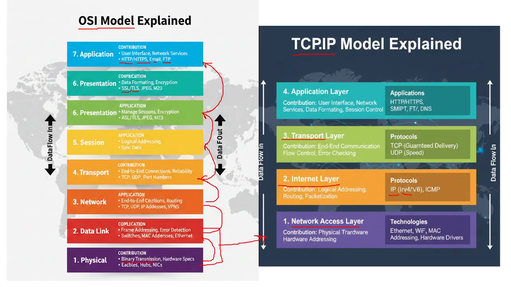If you want to map this internet layer with the OSI layers, we can map it with the network layer. Then we have the transport layer, which is responsible for the end-to-end communication and the error checking, like cyclic redundancy check. The protocols used are TCP, which guarantees the delivery, and UDP, which provides speed. That is the User Datagram Protocol.